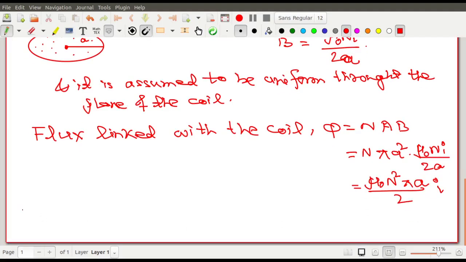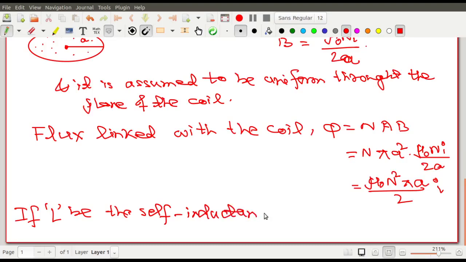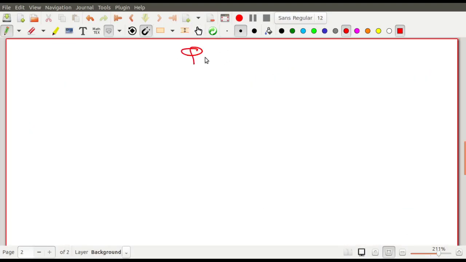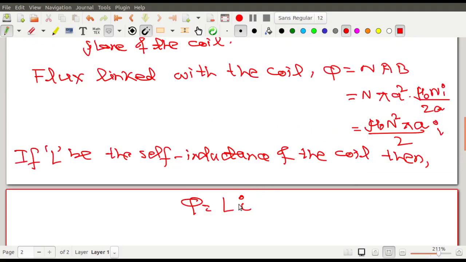Again, you know that if capital L be the self-inductance of the coil, then just now we have learned that the flux linkage is also given by L I. You have read this as well: flux linkage is given by L I.